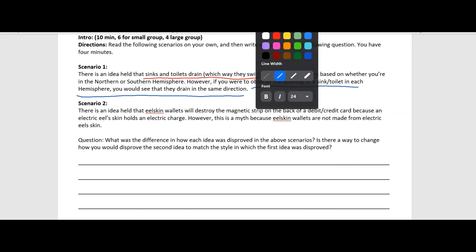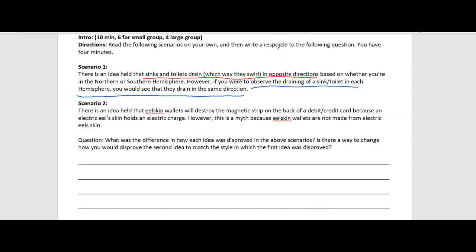In scenario number 2, we just used facts. The conjecture was that eelskin wallets will destroy the magnetic strip on the back of a credit or debit card because an electric eelskin holds an electric charge.